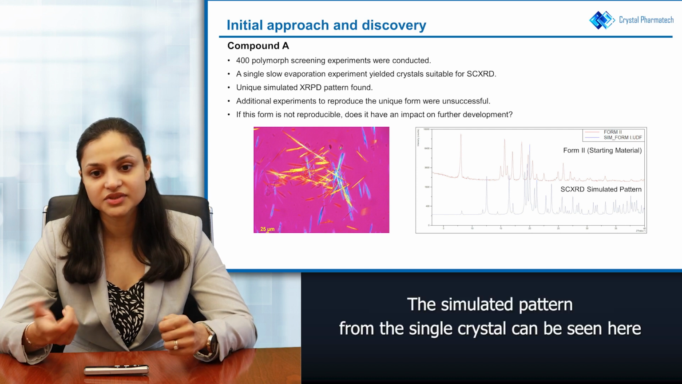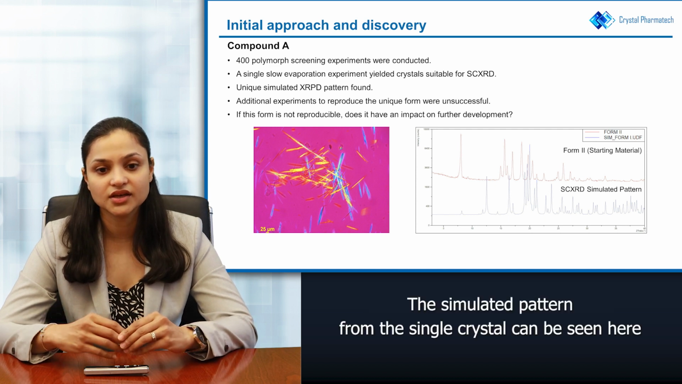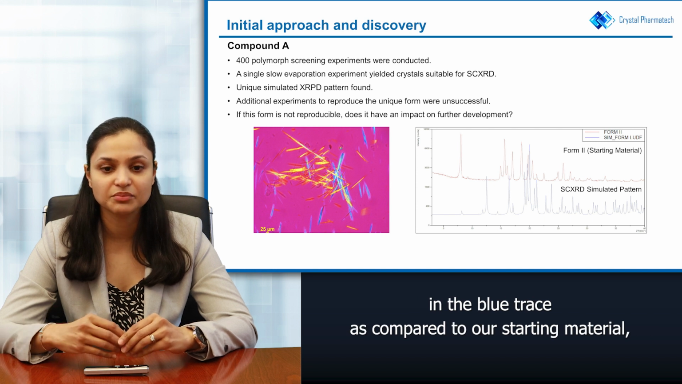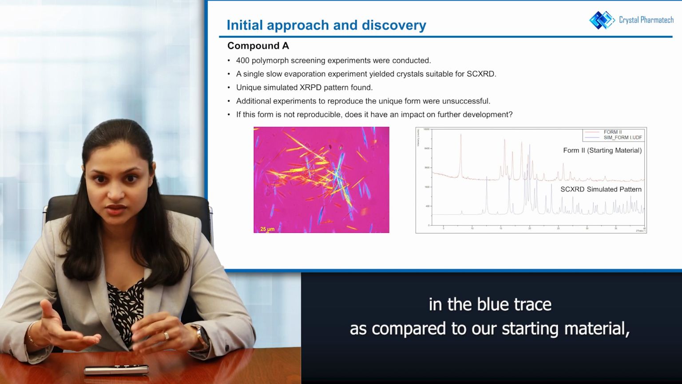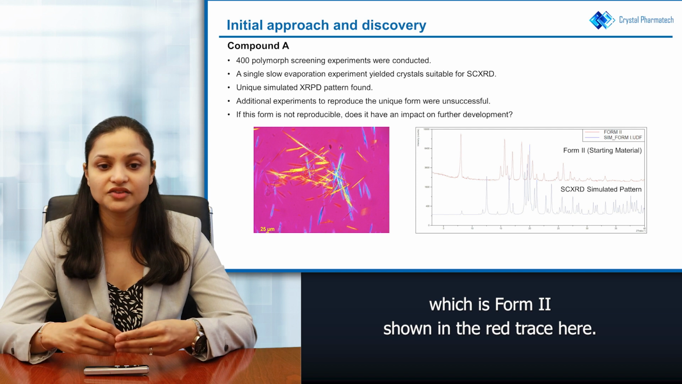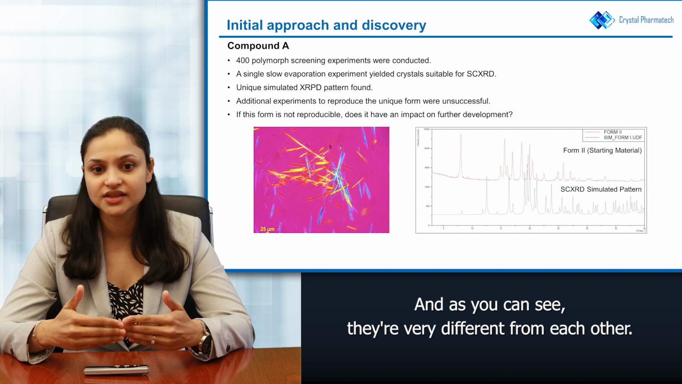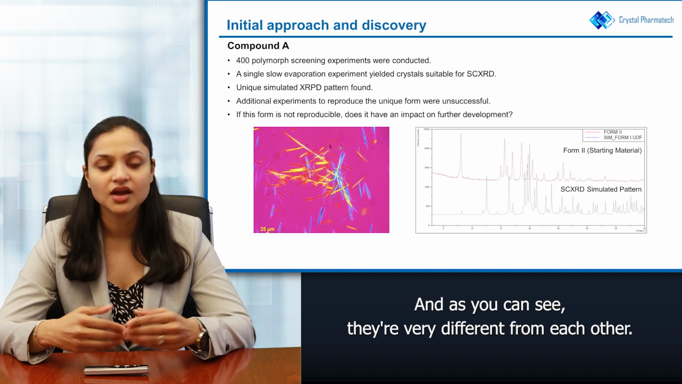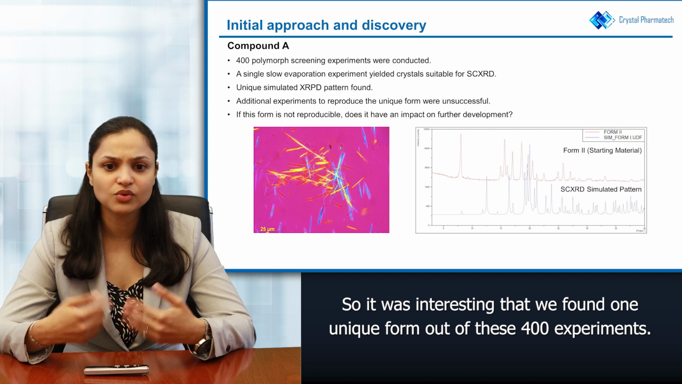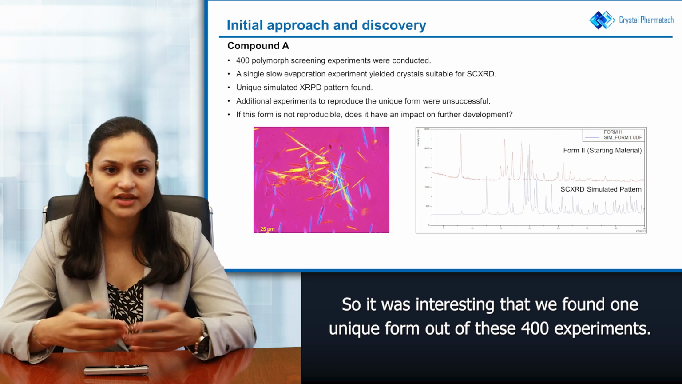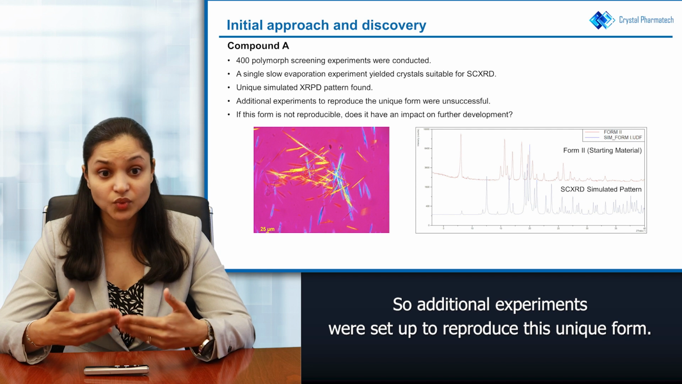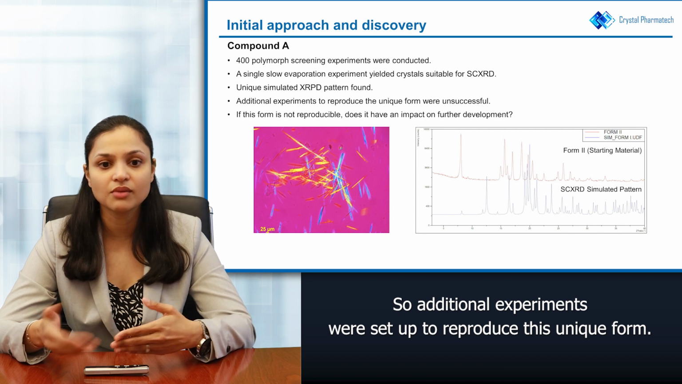The simulated pattern from the single crystal can be seen here in the blue trace as compared to our starting material, which is form 2, shown in the red trace here. And as you can see, they're very different from each other. So it was interesting that we found one unique form out of these 400 experiments. So additional experiments were set up to reproduce this unique form.